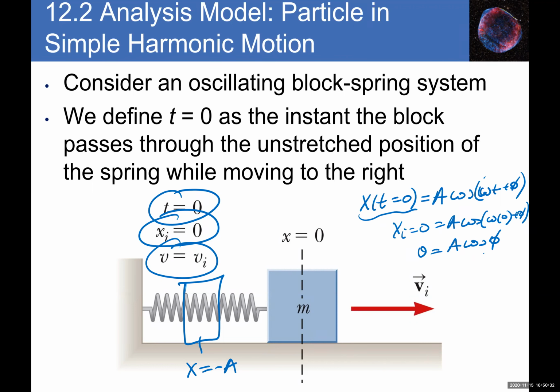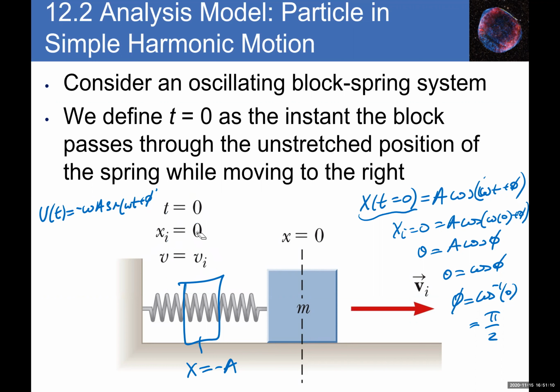Now, I can divide both sides by a, which gives me 0 equals cosine of phi, which means phi, if I take the inverse cosine of 0, gives me pi over 2. Now, the same thing I can do for the velocity. The general equation is v as a function of time equals negative omega a sine of omega t plus phi.